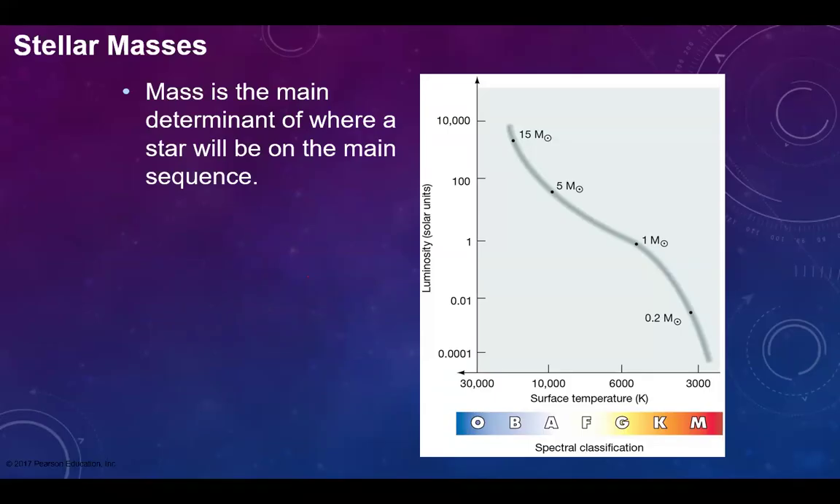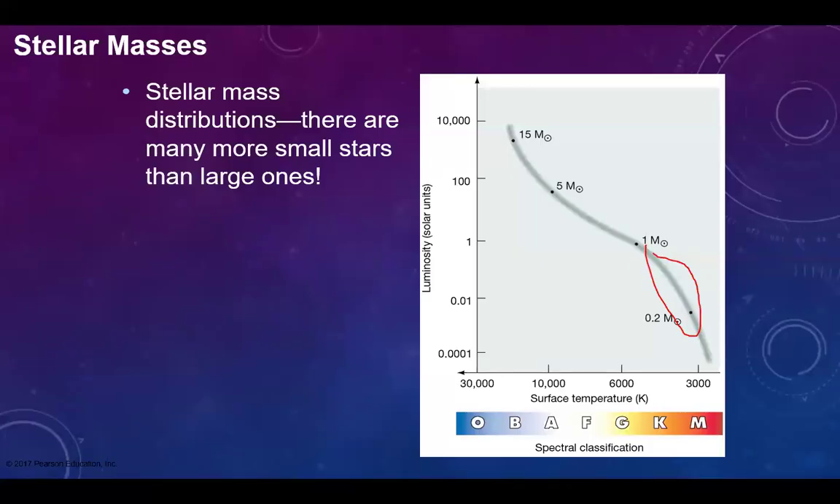Mass is the main determiner of properties of stars while they're on the main sequence. So 0.2 solar mass stars are down here, 1 solar mass is here, 5 solar masses is here, 15 is up here. If you had more, it would be up here. If you had less, well, you can't get much less, but it would be down here.